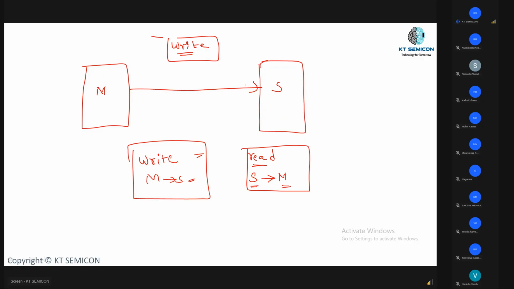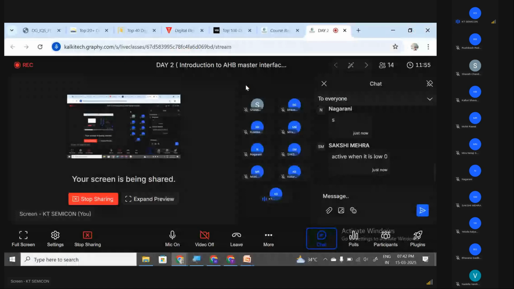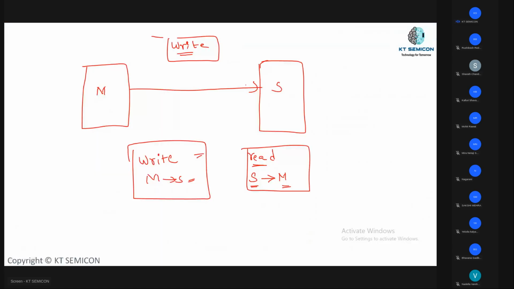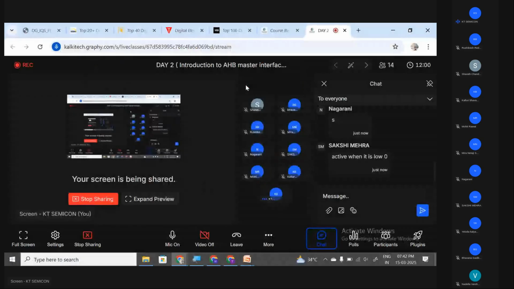And how is the master going to send the data to the slave? Is it going to send the data as it is, randomly, or should there be any condition, or should it check for anything, or should there be any constraint? Any idea, anyone? What do you think? Can master send the data as it is, or should it check for something?